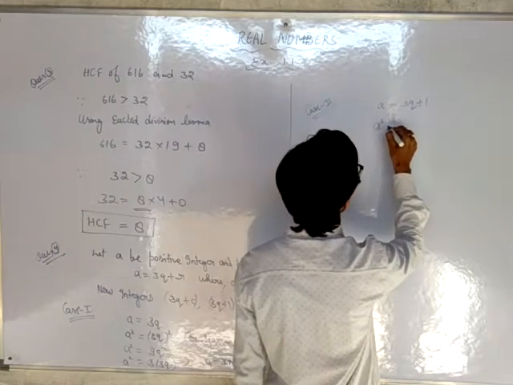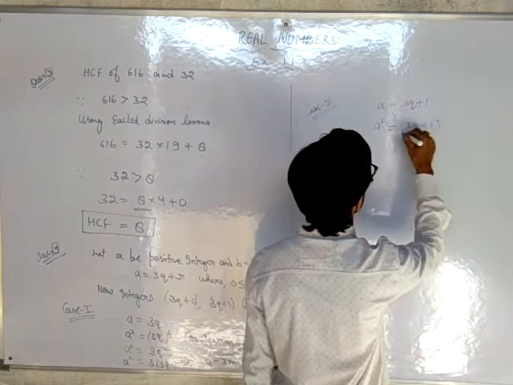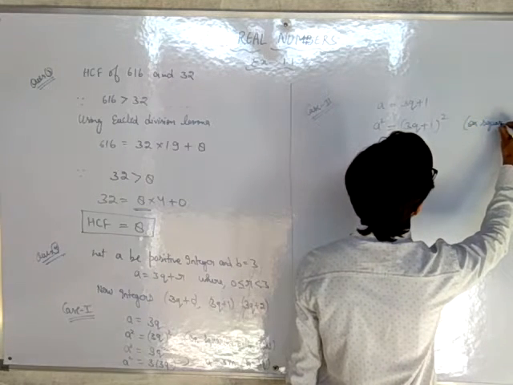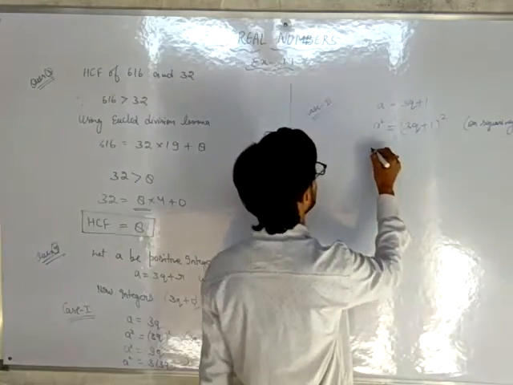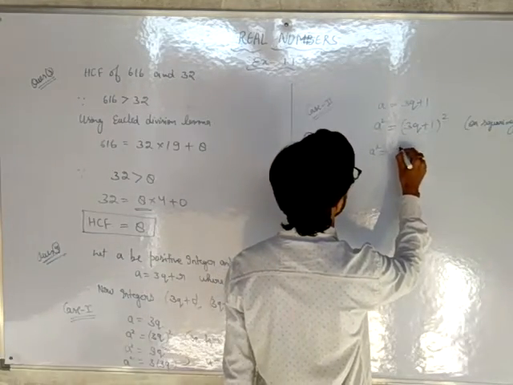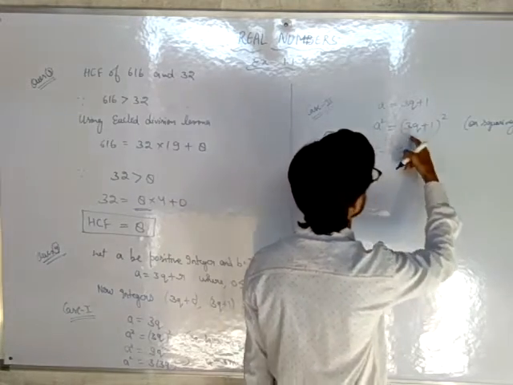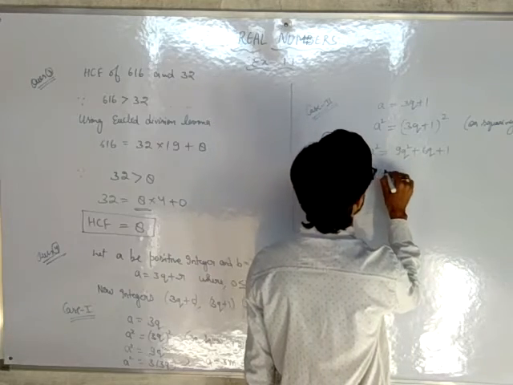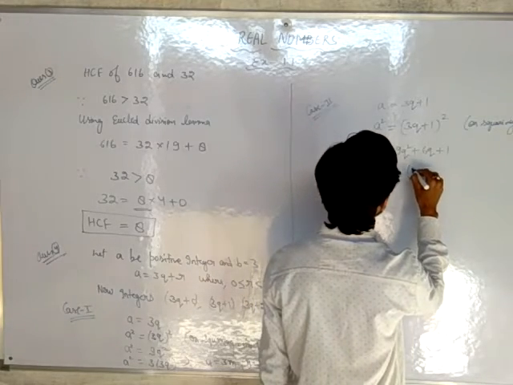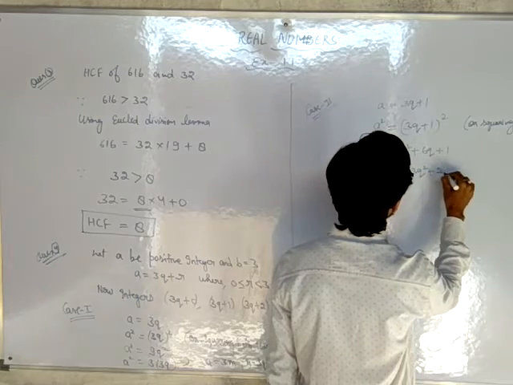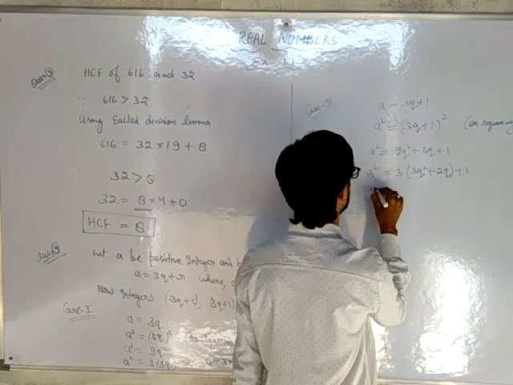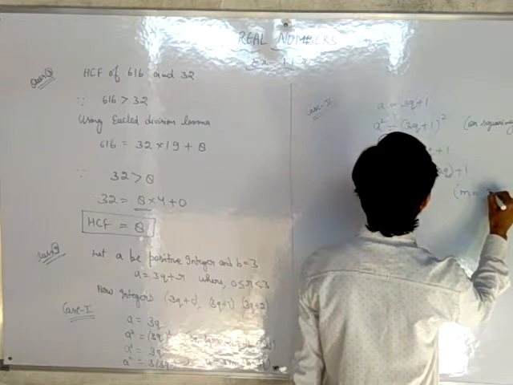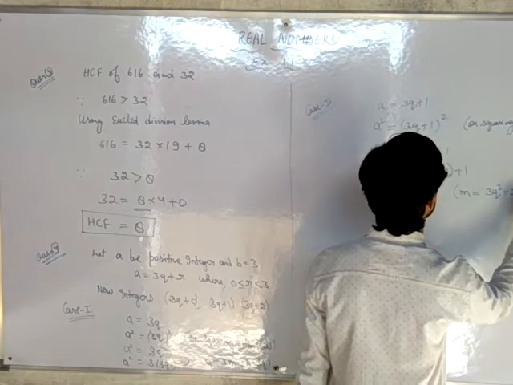Again on squaring both sides, a square is equal to 3q plus 1 whole square. On squaring, a square is equal to 9q square plus 2ab, so 6q plus 1. We can write a square is equal to, take 3 common, inside will be 3q square plus 2q plus 1. This implies 3m plus 1, where m is equal to 3q square plus 2q.